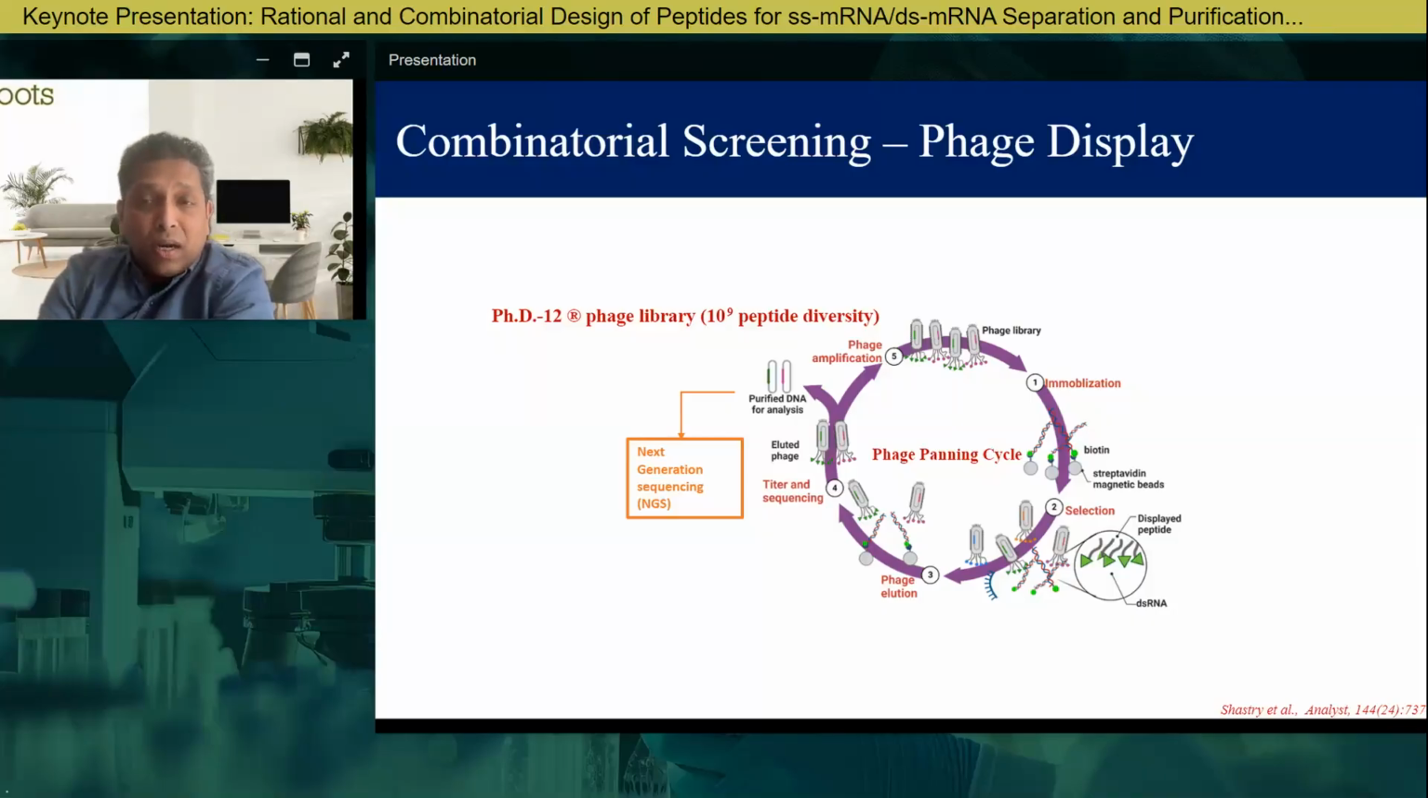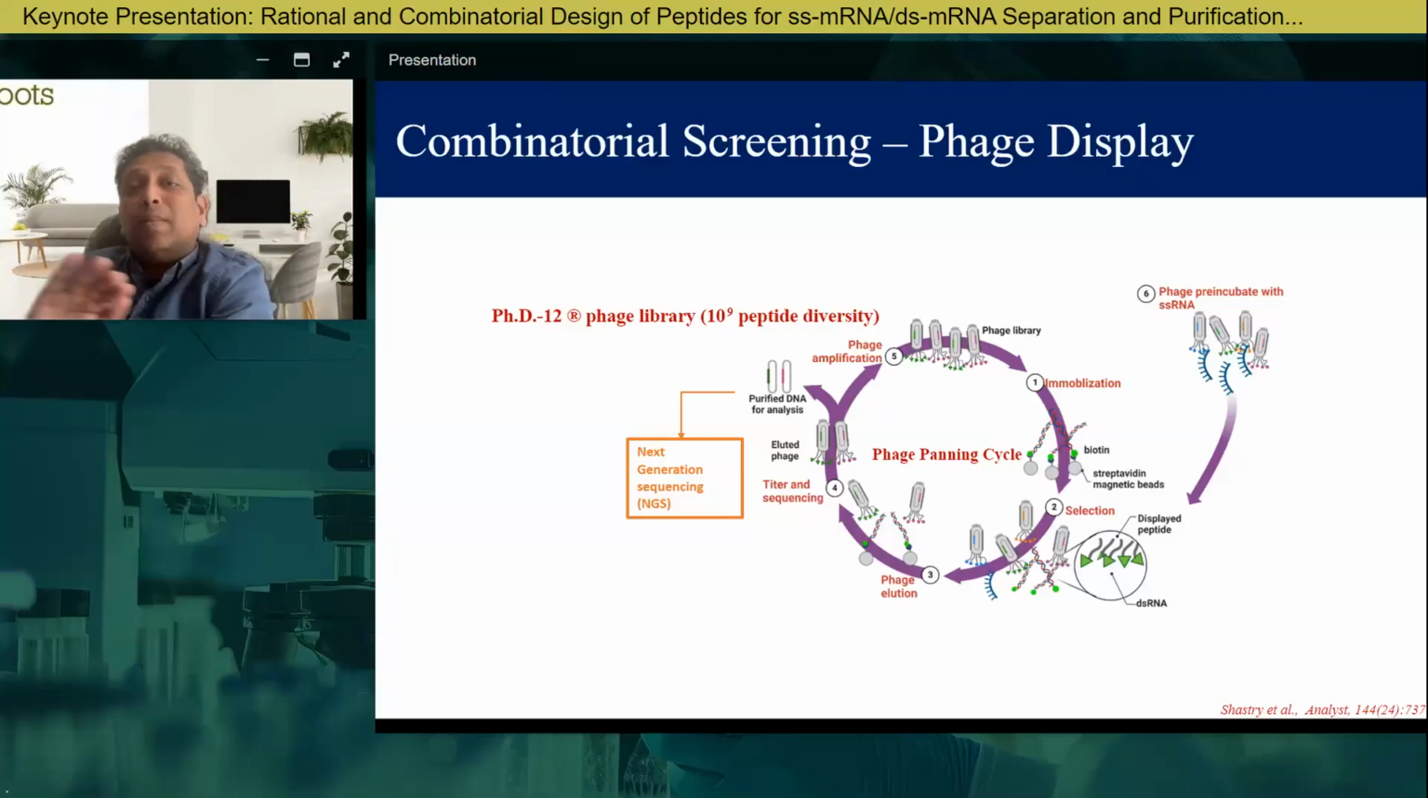Now we're going to do another round of phage panning, but this time we are going to introduce one small change. We're going to take the library that we got from the previous screening, and we're going to challenge it with our competitor. And the competitor here is the single-stranded mRNA. We want peptides that bind to double-stranded, but not to single-stranded. And so we pre-incubate the library with single-stranded RNA. That allows us to eliminate phage and those phage-bearing sequences that might have affinity to single-stranded RNA. And then we continue the screening as I described before.